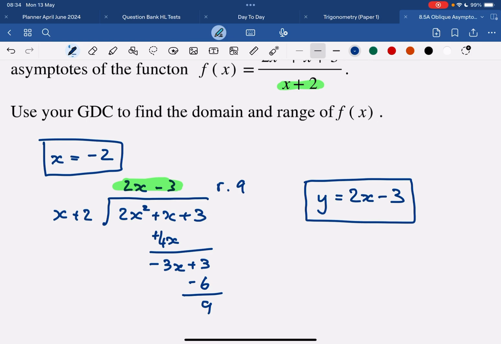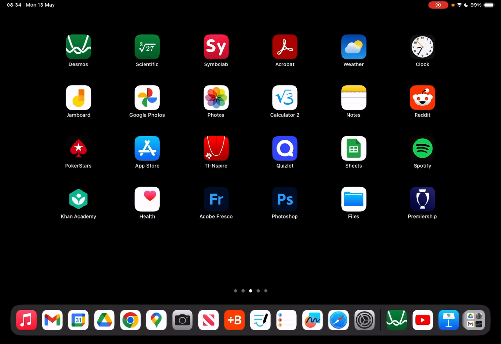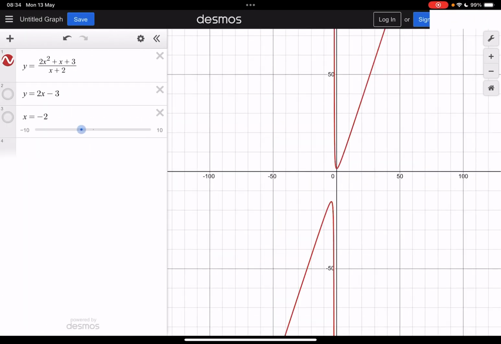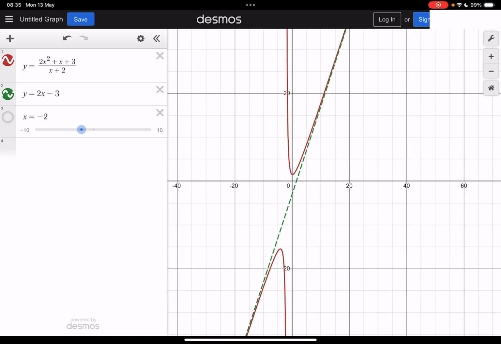We're also going to have a look at these two things here, the domain and range, while we're on the graph. So going back into Desmos, if I reveal now, there's my diagonal asymptote, 2x minus 3. And if I zoom in, you can see that it's basically never going towards that asymptote, the vertical asymptote here.